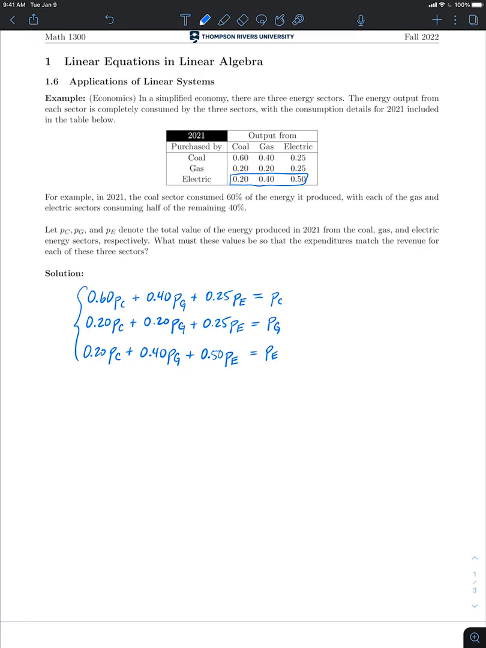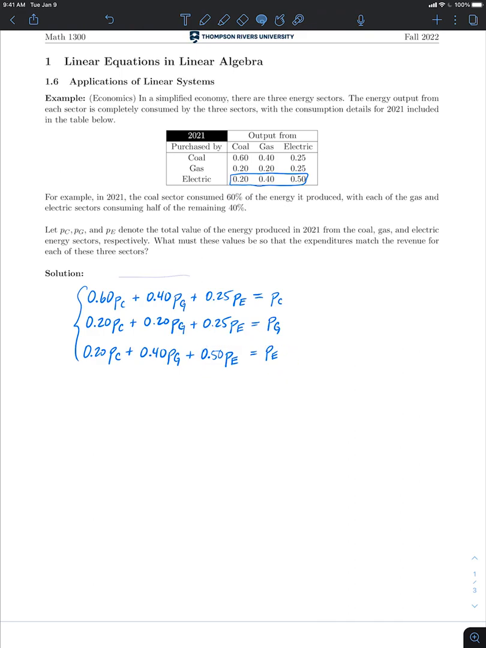Be very careful here, though, because something looks a little weird. What do you normally have on the right-hand sides of linear equations? Usually you just have the constant term, right? These are not fully simplified. Not all the like terms have been grouped. The variable P sub C appears on the left-hand side and the right-hand side. In the second equation, P sub G appears on the left and the right-hand side. And in the third equation, P sub E appears on the left and the right-hand side. So this should be simplified.